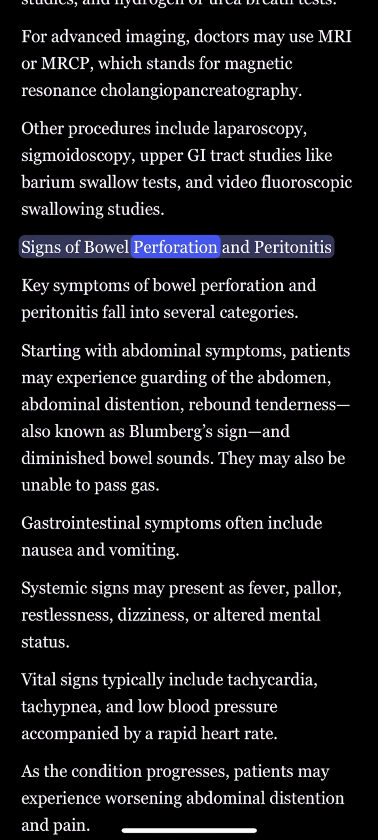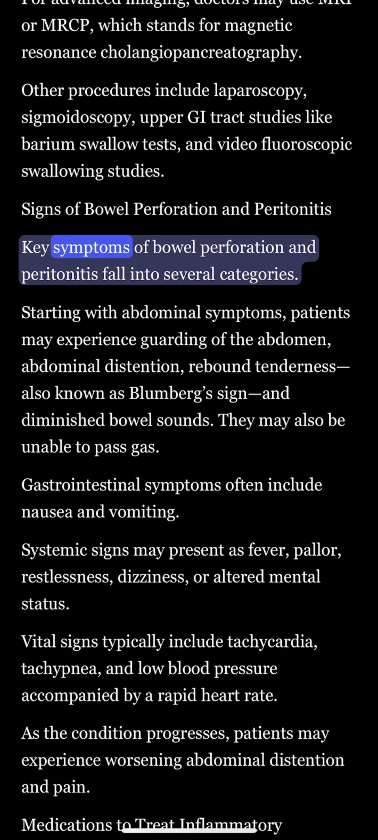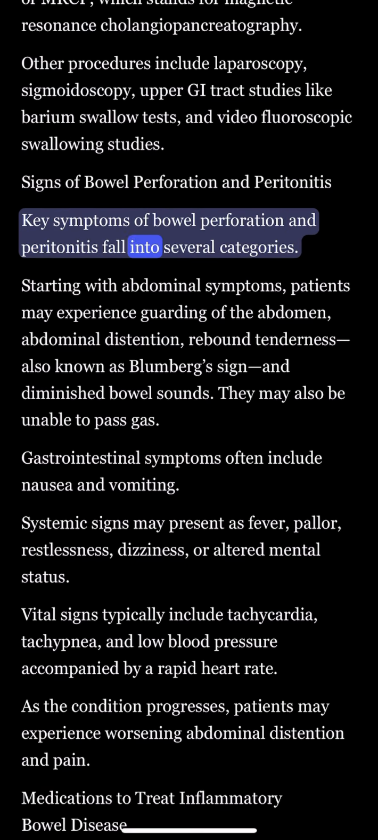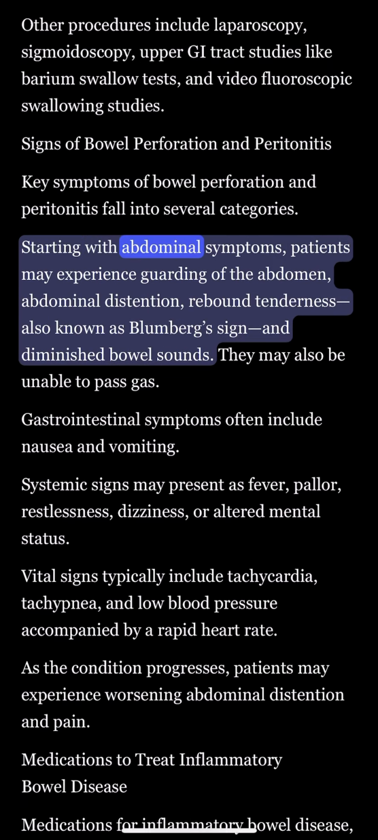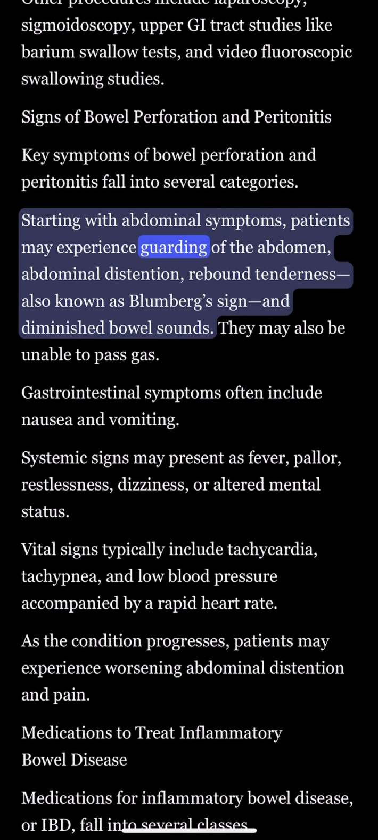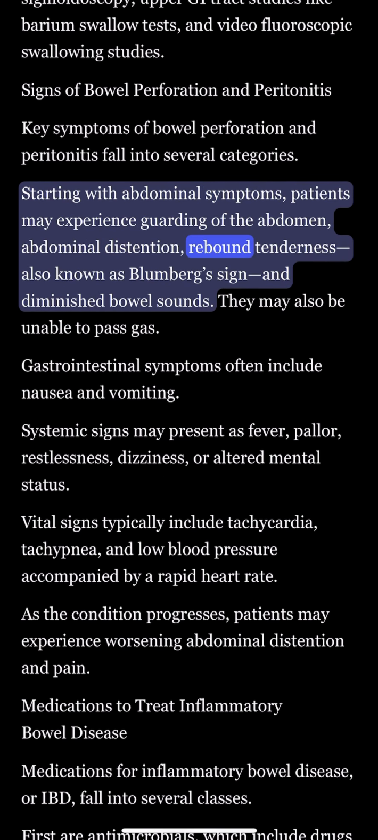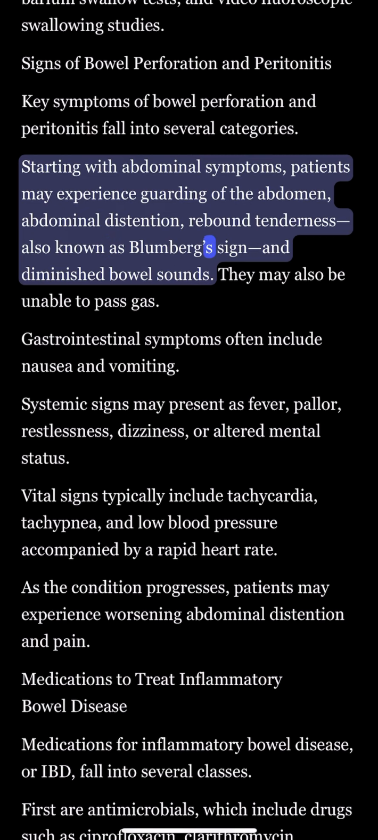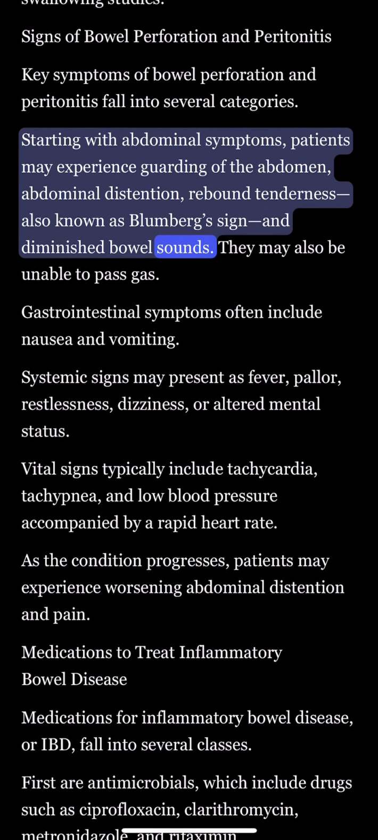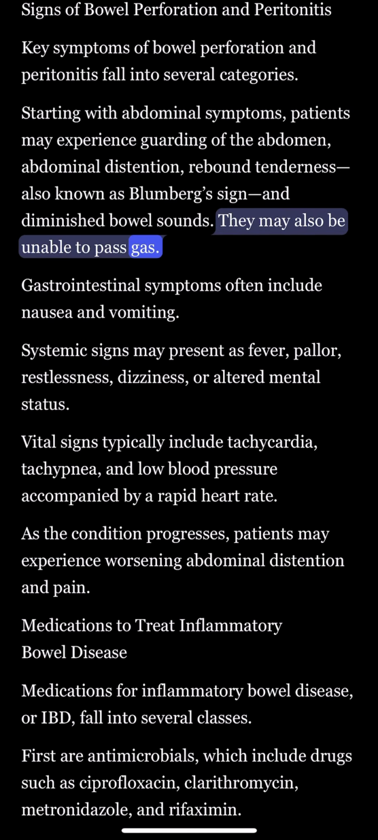Signs of bowel perforation and peritonitis. Key symptoms of bowel perforation and peritonitis fall into several categories. Starting with abdominal symptoms, patients may experience guarding of the abdomen, abdominal distension, rebound tenderness, also known as Blumberg sign, and diminished bowel sounds. They may also be unable to pass gas.